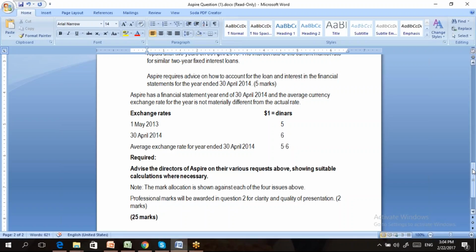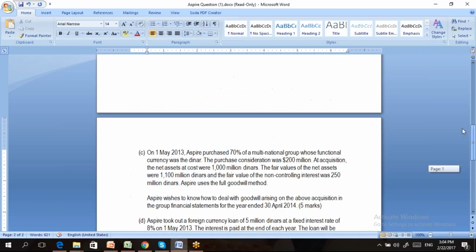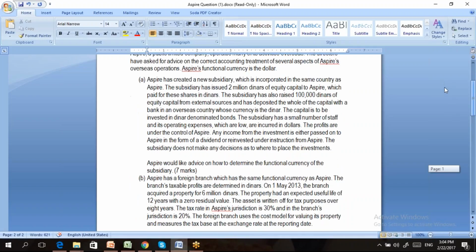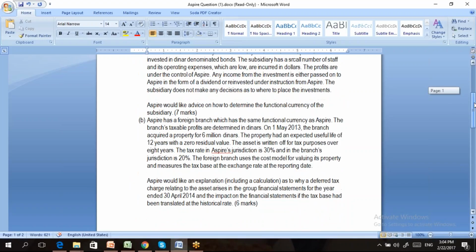So we are given the rates. If I was you, I would write them in my working paper, because I don't want to go to the question paper all the time. I will write the three rates: 1st May 2013, 5; 30th April 2014, 6; average rate, 5.6. I don't want to go up and down on the paper. Right, okay. So now let's look at how we are going to convert it.